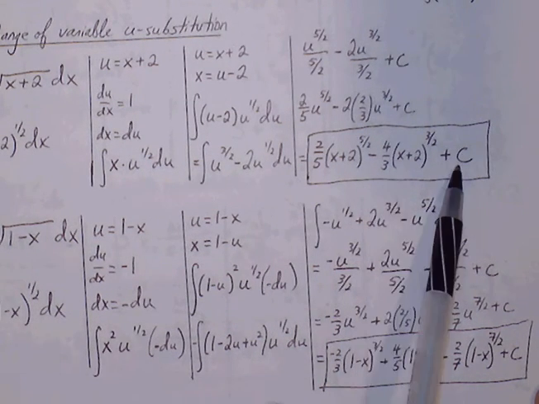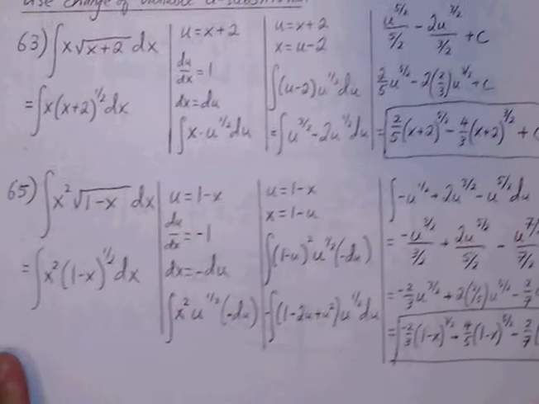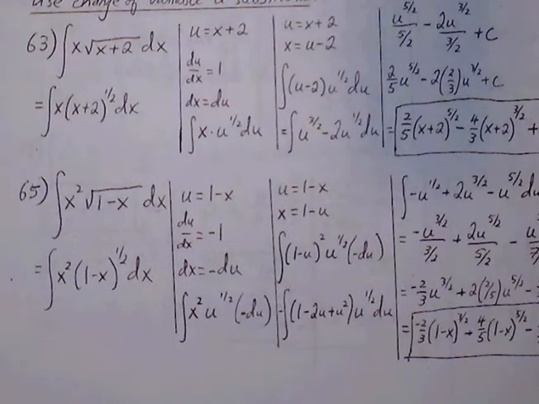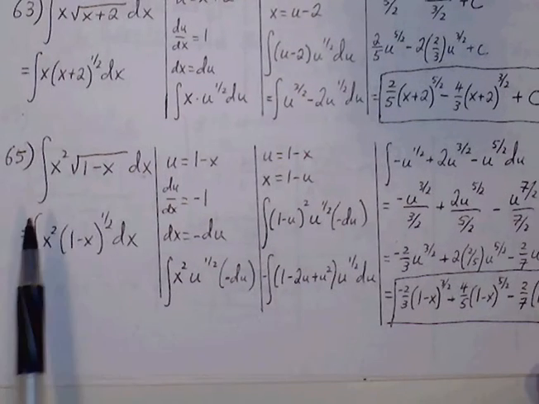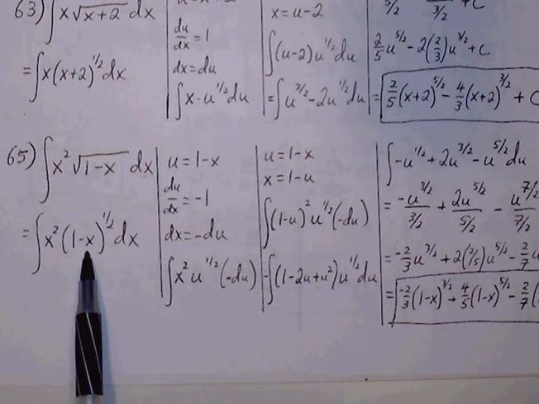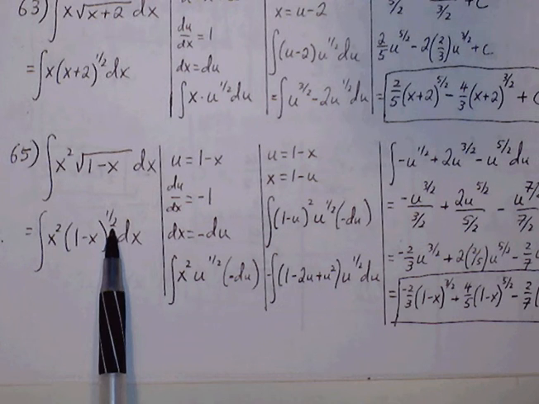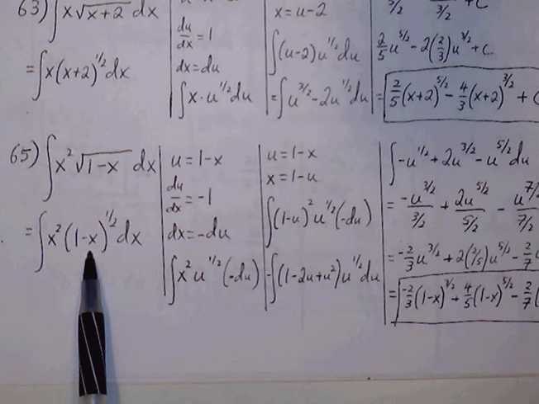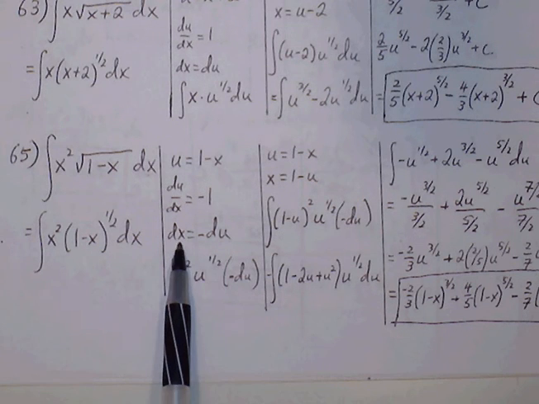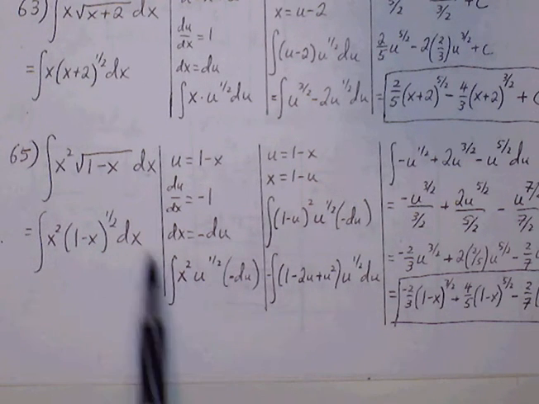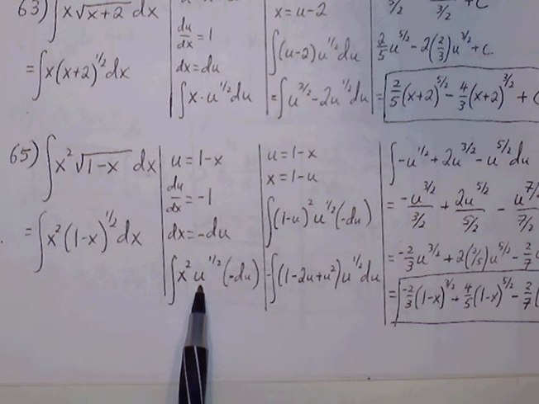Okay, 65. The same way. We let the u value be 1 minus x after we rewrite it using rational exponents. So u is 1 minus x, du over dx is negative 1. Solve for dx, dx equals negative du, so we make our substitutions. Parentheses to the 1/2 becomes u to the 1/2, negative du.